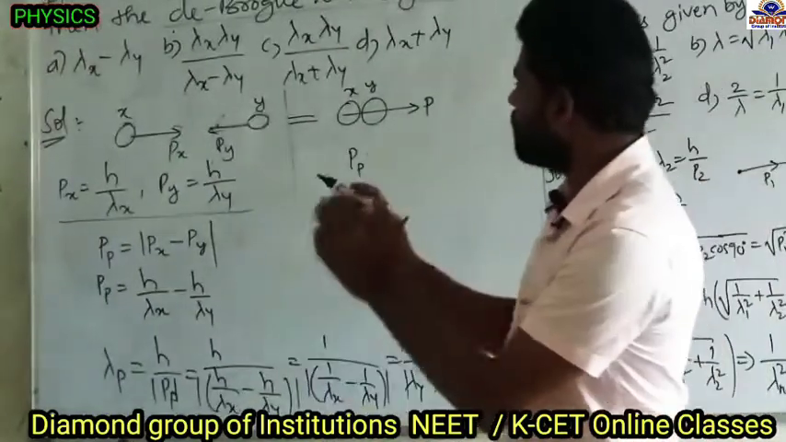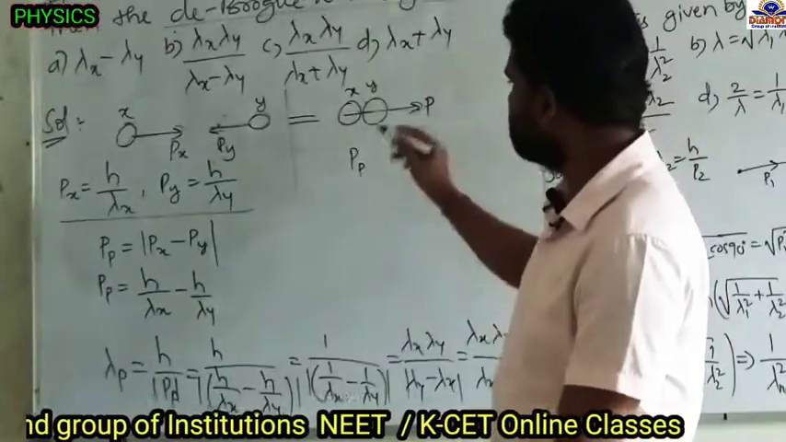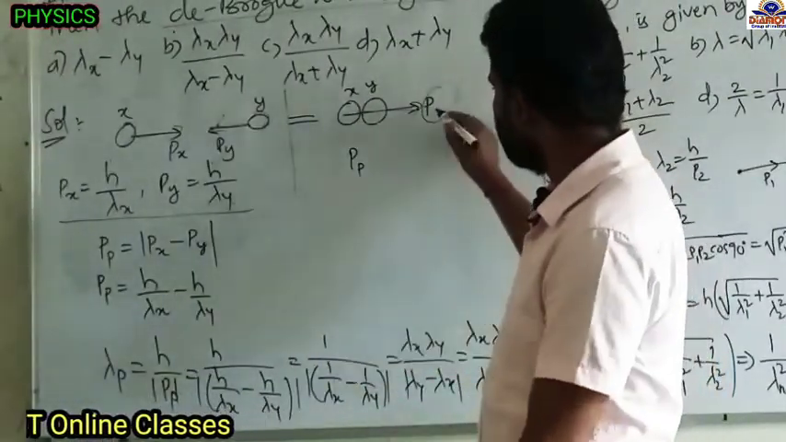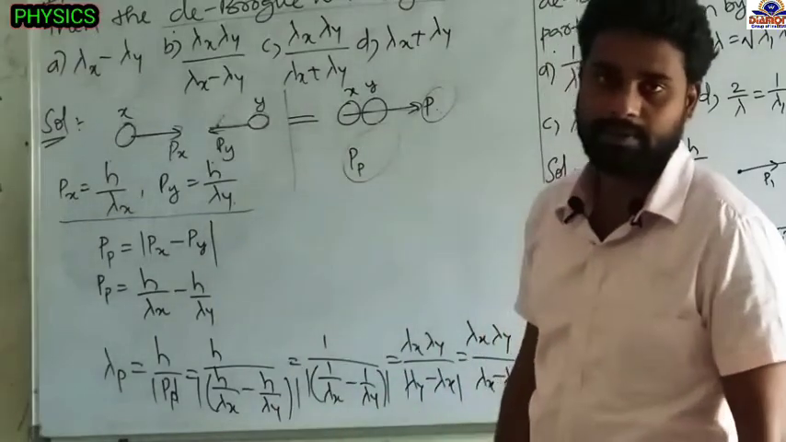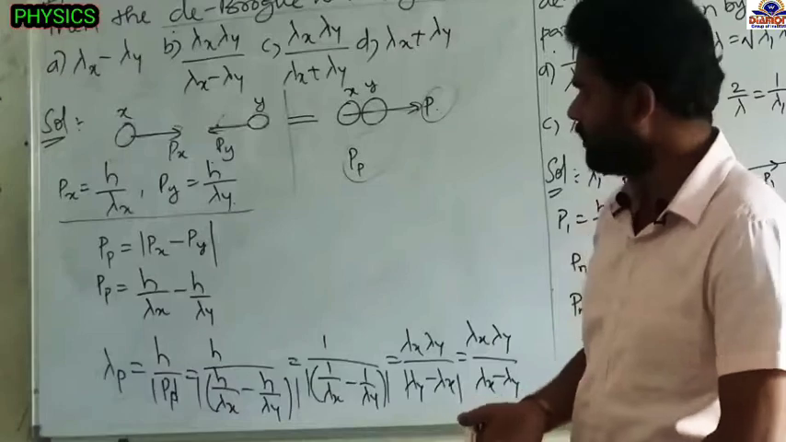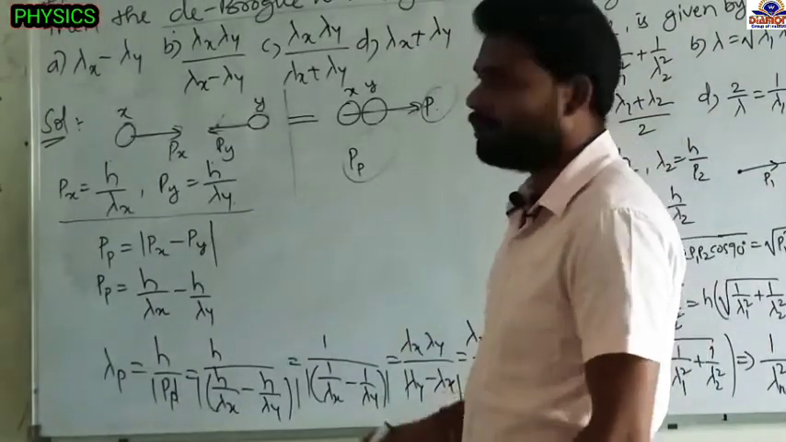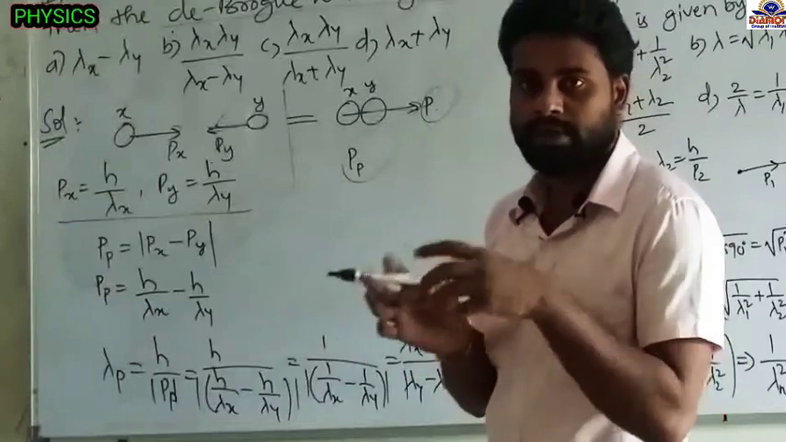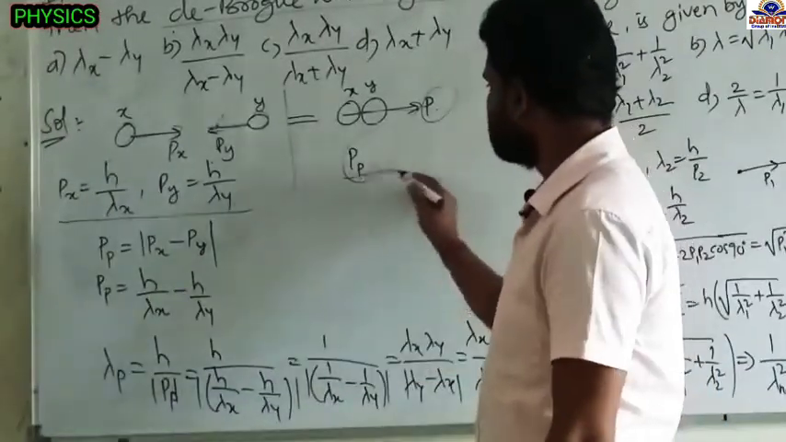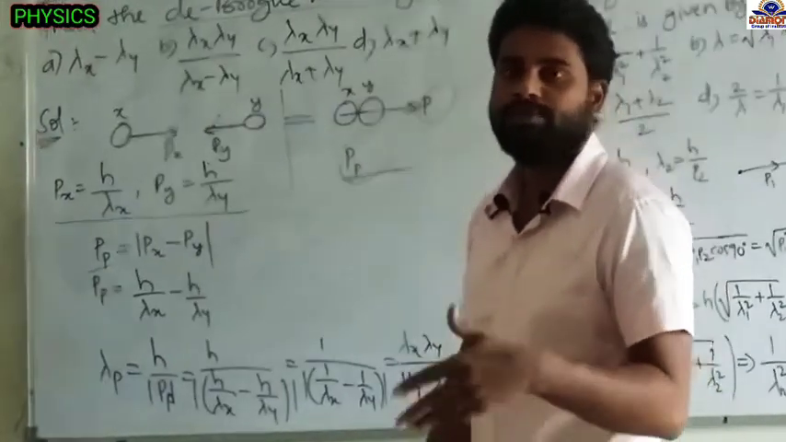After collision, both combine and move together, and x and y combine to form the particle P. The momentum of this particle P is pp. Here momentum will be conserved, we know that already. From the law of conservation of momentum, the sum of momentum before collision equals the sum of momentum after the collision. So pp equals the sum of the momentum before collision.